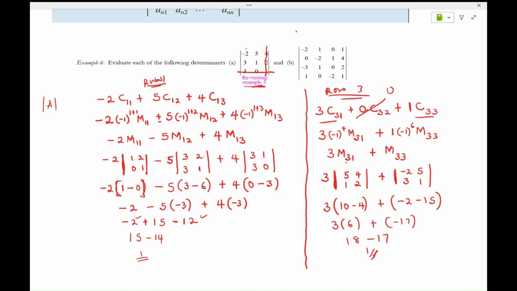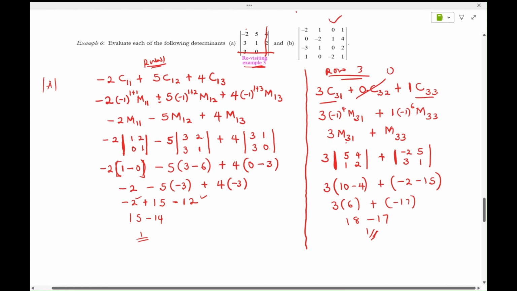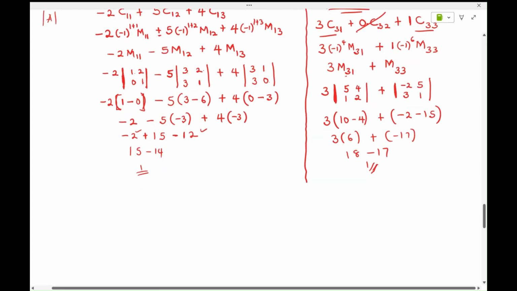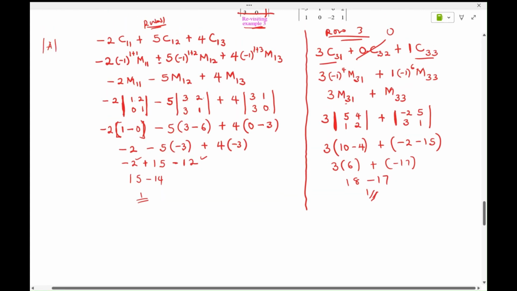Now let's solve this one, the B part. You can see this one is a little bit big. You have 4 by 4. So we're still going to do the same. But if you look at that matrix, 4 by 4, let me write the matrix here, B. This is the matrix.